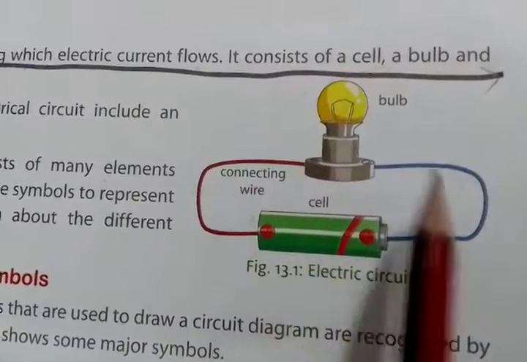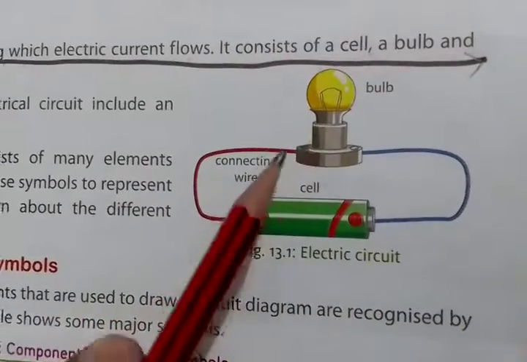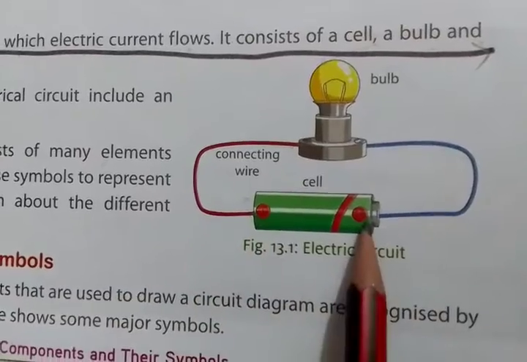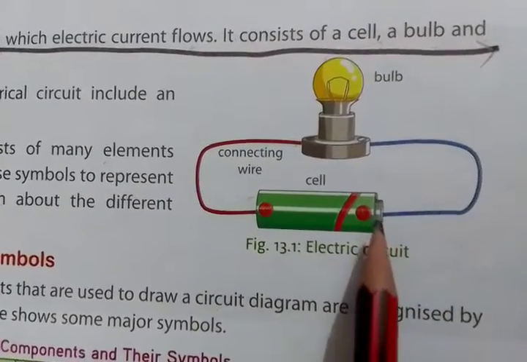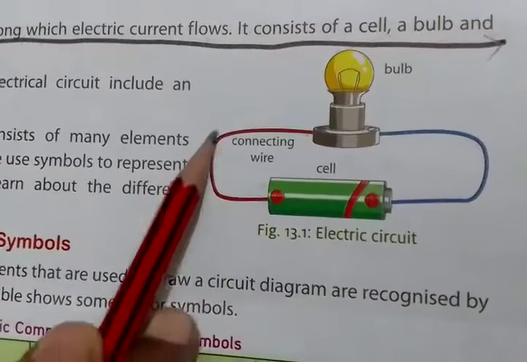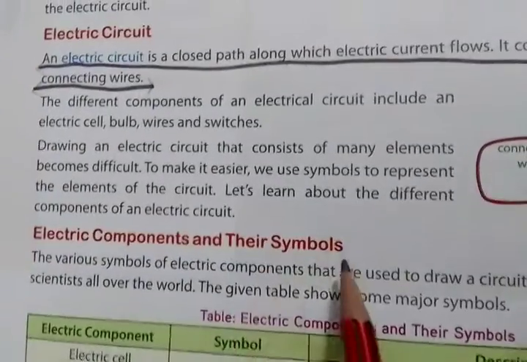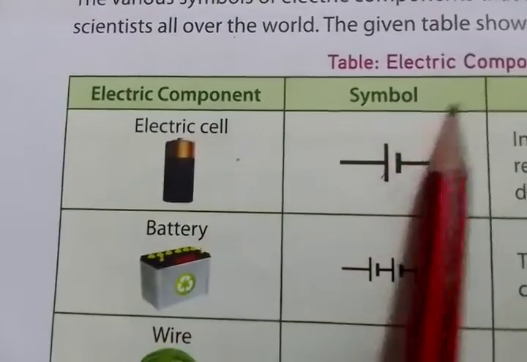So let's have a diagram. So this is the cell. This is the bulb. This is the connecting wire. So this part is always positive, and this one is always negative. So this wire is negative and this one is positive. So let's discuss the symbols. Here are the electric components and this is the symbol.